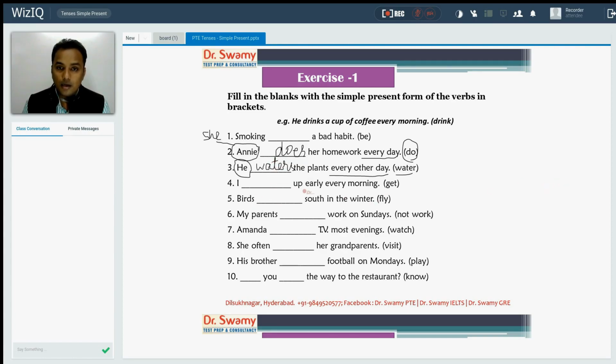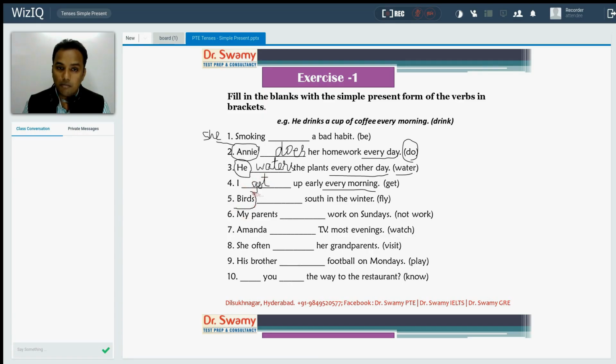Now similarly, here: I get up early every morning. Every morning indicates there is a frequency of this action. This is a general routine. Therefore, you need to use get here. You don't have to add s to the verb because the subject is I. S is added only for third person singulars.